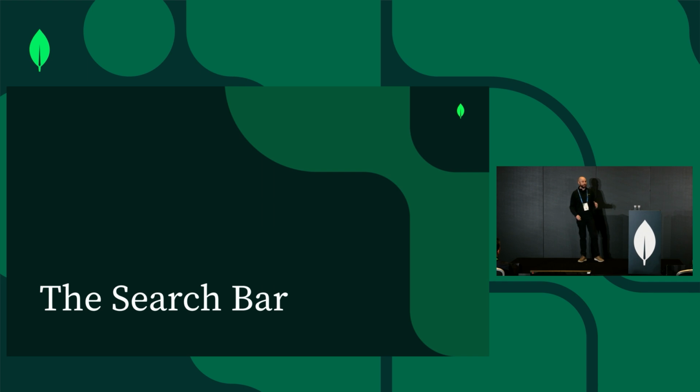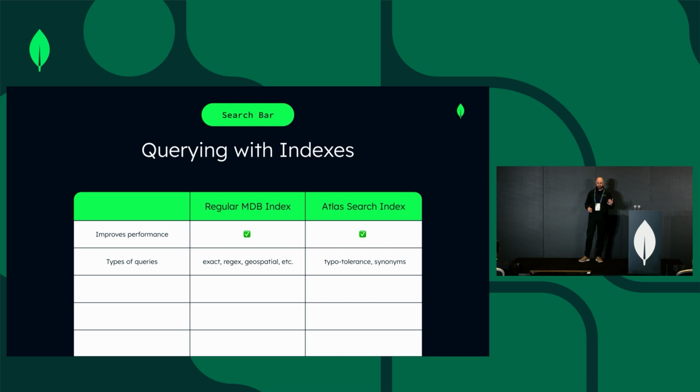So let's walk through a couple of these features and discuss how you would build these with Atlas Search. First, to recap, so Atlas Search introduces a new way of indexing. And MongoDB already counts with indexes, right? So why do we need 2 different sorts of indexes?